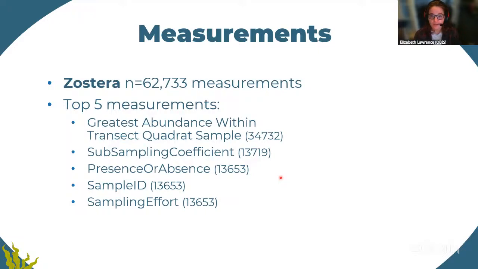So I mentioned in the beginning that there's a lot of measurement data in OBIS, which can be really useful for looking at abundance or biomass. So here we're looking at the genus Zostera, and I was able to obtain over 62,000 different measurements for this genus. And I've listed the top 5 measurements here, as well as how many observations for each. So the most common measurement is the greatest abundance within a transect quadrat sample, which actually had to do with the sediment type when I went to actually look at what that data looked like.